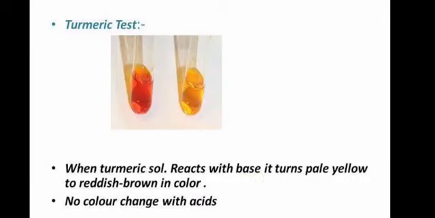Next natural indicator is turmeric. It is another natural indicator. We'll do one small activity. Take a tablespoonful of turmeric powder, add a little water and make a paste. Make turmeric paper by depositing turmeric paste on blotting paper or filter paper and drying it.